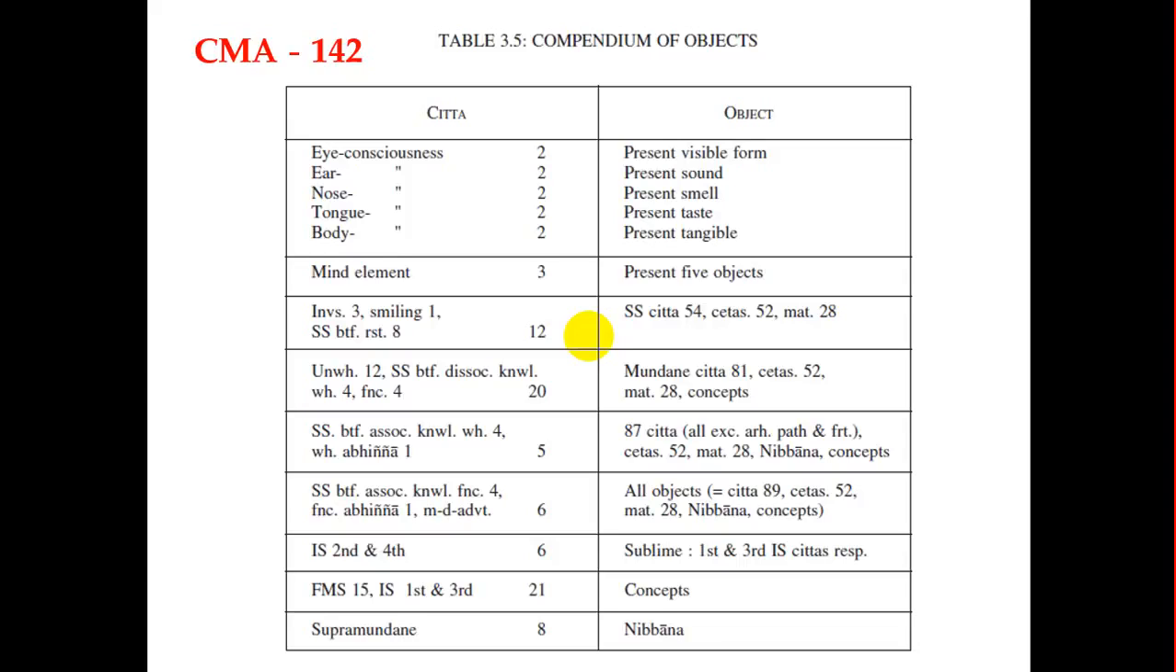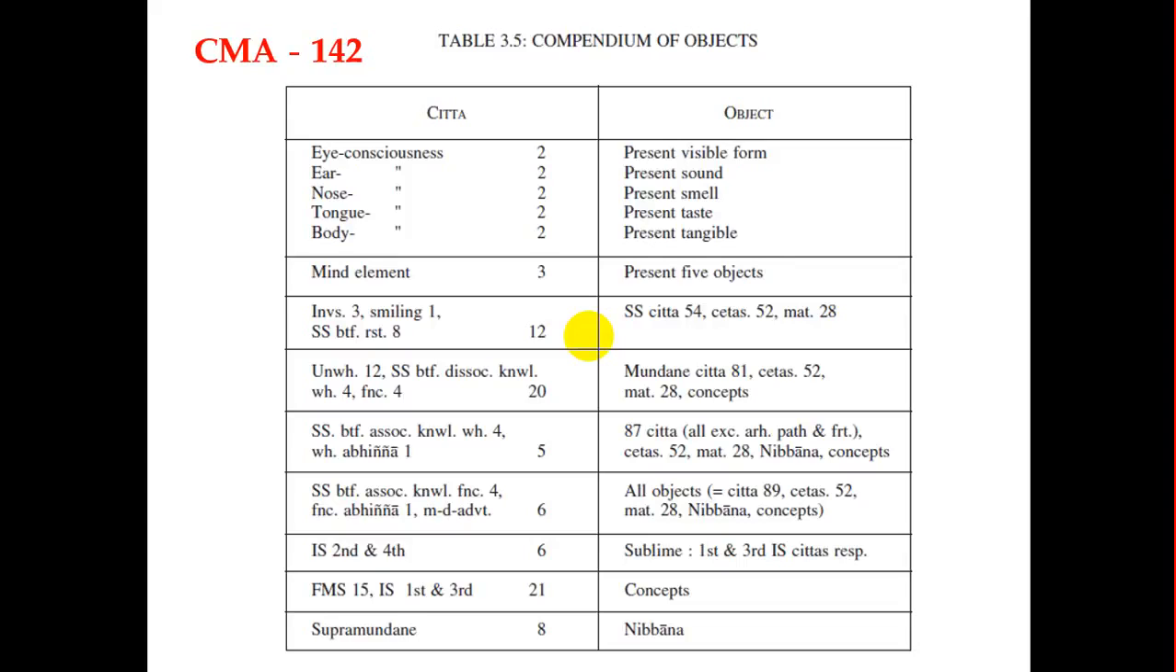The rest of the cittas take a lot. 20 cittas will take mundane objects and concepts. Among the mundane, we have sense sphere objects and sublime objects. When we use this category, 20 cittas will take sense sphere objects, sublime objects, and concept objects. So these 20 cittas cannot take supramundane objects.